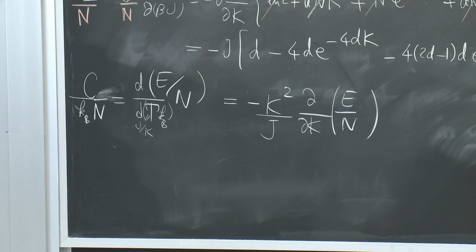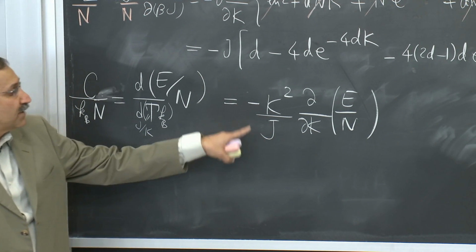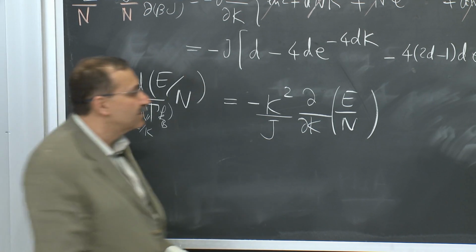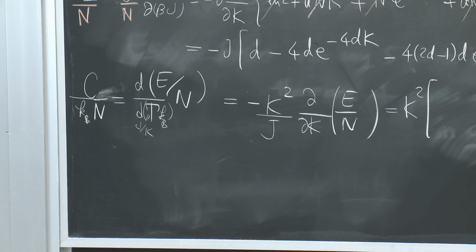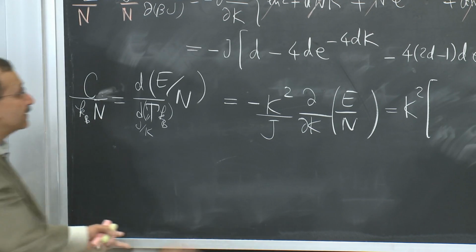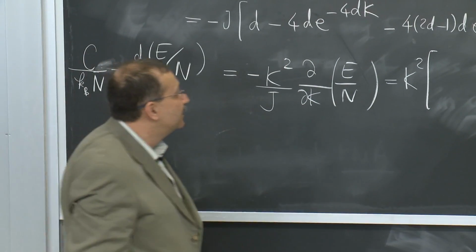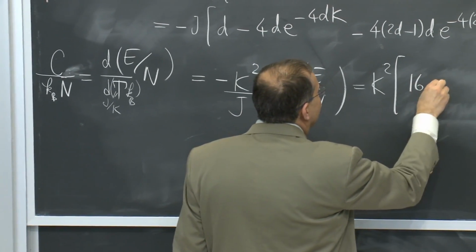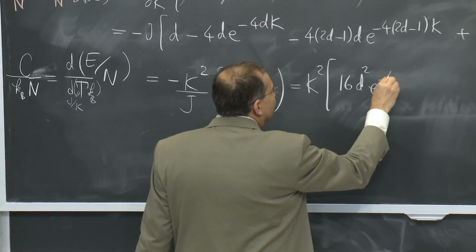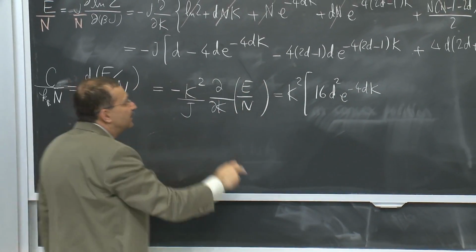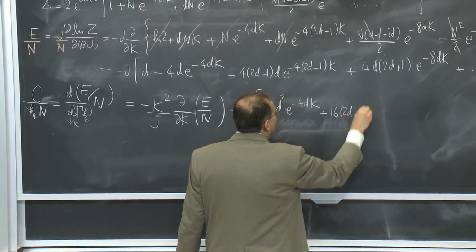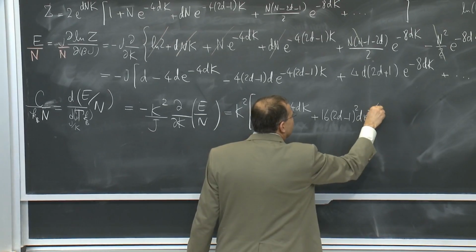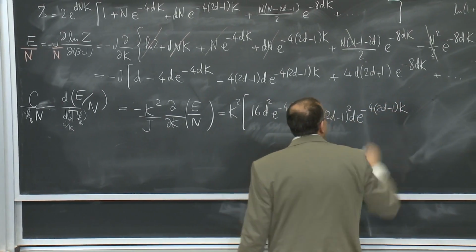So the expression that I have above, I have to take another derivative with respect to K multiplied by minus K squared over J. The J's cancel out, and so I will have a series that will be proportional to K squared. Good, I made everything dimensionless. And then the first term that will contribute will be 16D squared e to the minus 4DK from here. And from here, I will get 16(2D minus 1) squared D e to the minus 4(2D minus 1)K.